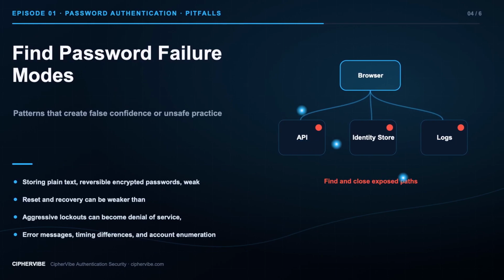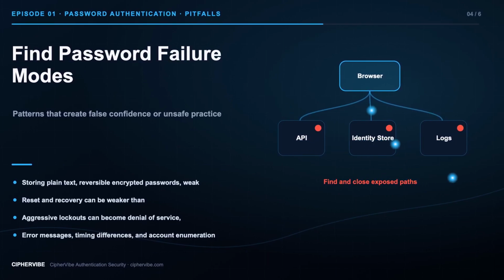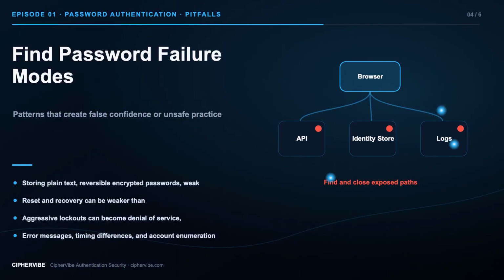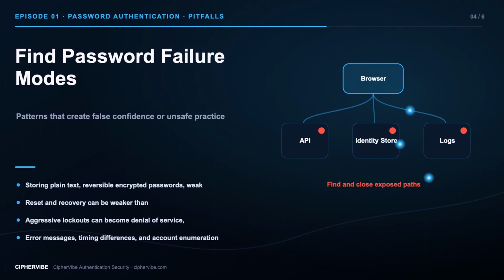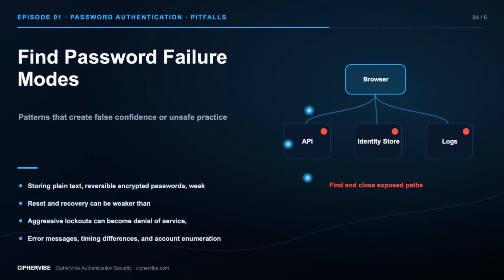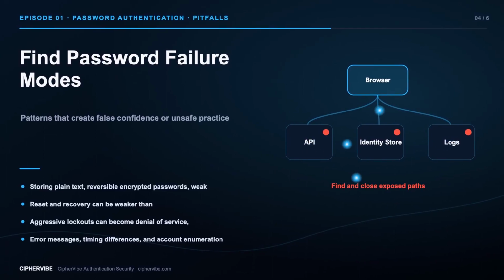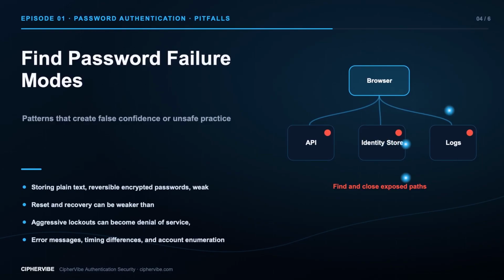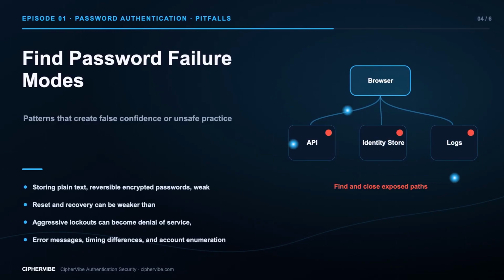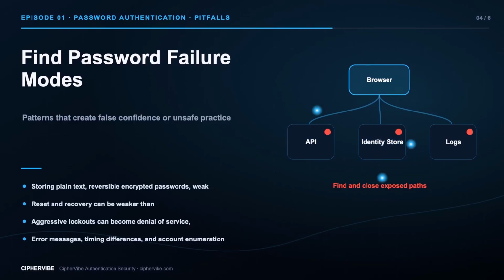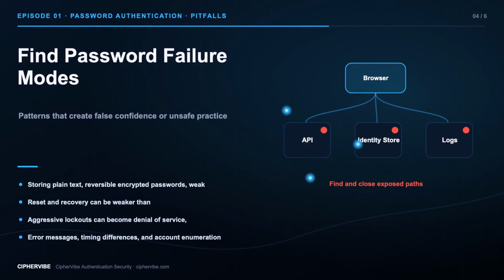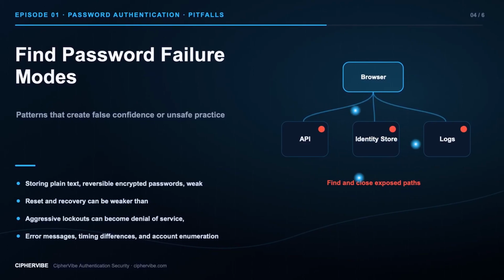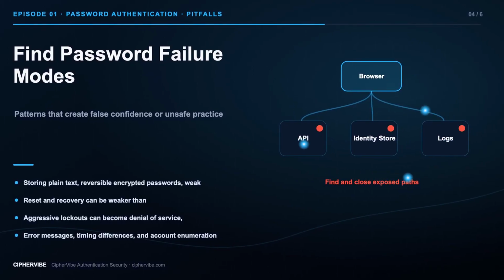Fourth, error messages, timing differences, and account enumeration can leak which usernames exist or which authentication step failed. Fifth, forcing complex passwords without manager-friendly guidance often produces predictable substitutions, reuse, sticky notes, and frustrated users. Sixth, failing to revoke sessions after password change or recovery leaves attackers active even after the visible password problem appears fixed.